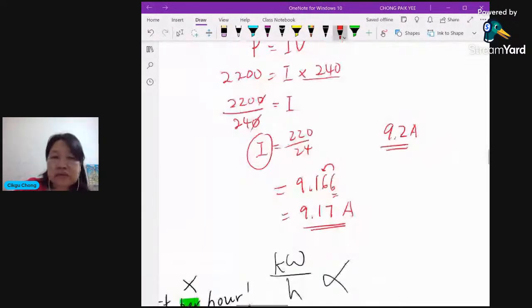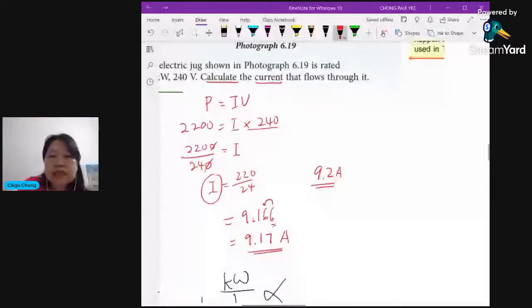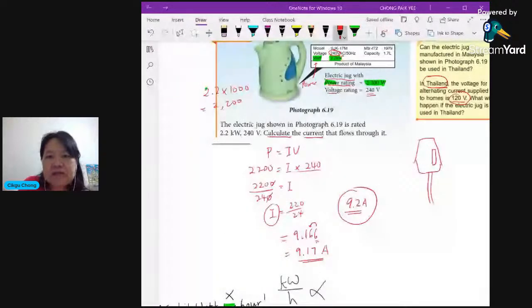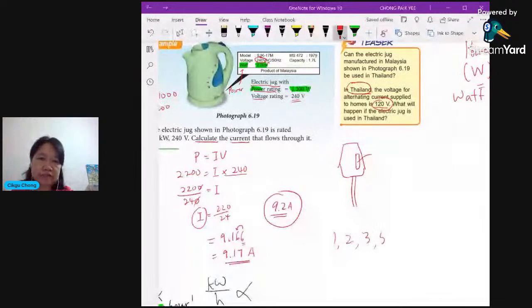Now, if I ask you, what is the suitable fuse rating? Remember last time we learned that there's one fuse here in the socket, isn't it? If I need 9.2 ampere to work my kettle, the kettle needs 9.2 ampere, then only it will boil water. What is the suitable fuse I need to put inside there? I give you a choice. Fuses are already fixed: either 1, 2, 3, 5 ampere, 10 ampere, or 13 ampere. Which would be a suitable fuse that I need to use?